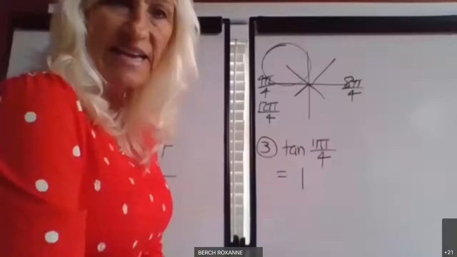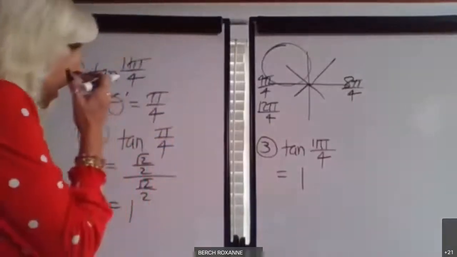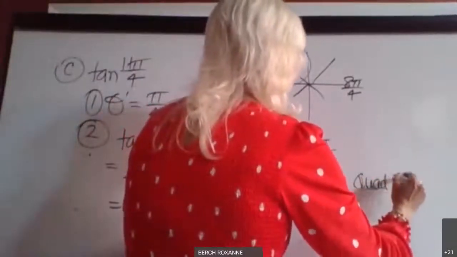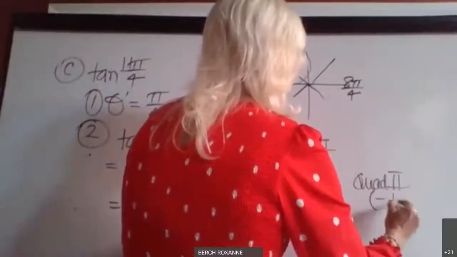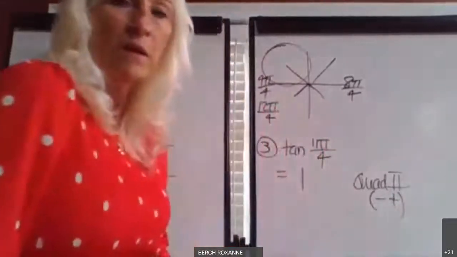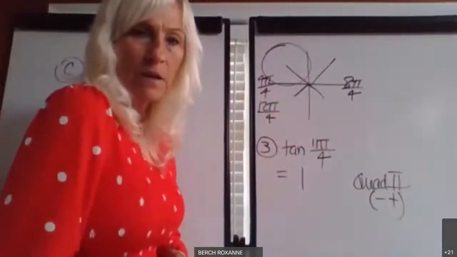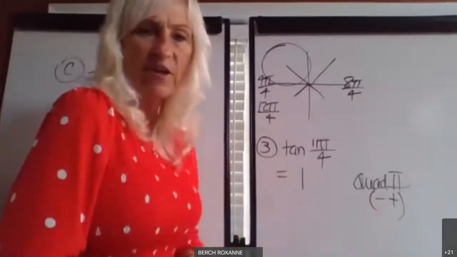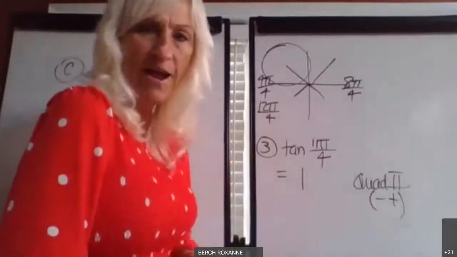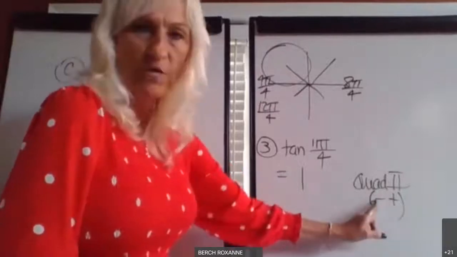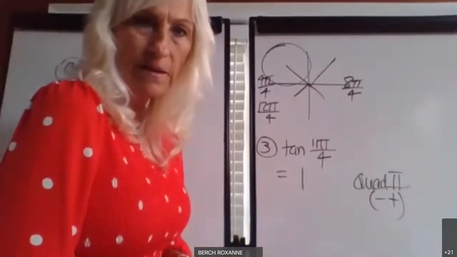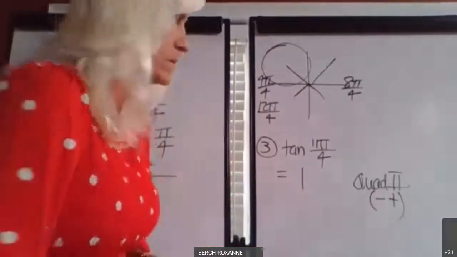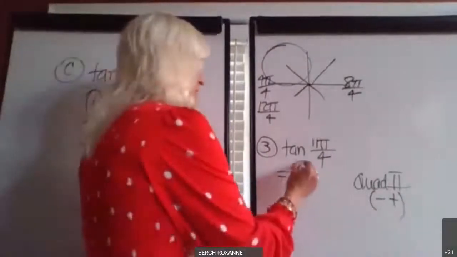So what are the signs in the second quadrant? The signs are negative, positive. That's correct. Now pay attention. Tangent is positive divided by a negative because tangent is y over x, or sine over cosine, correct? So what's a positive divided by a negative? Negative.